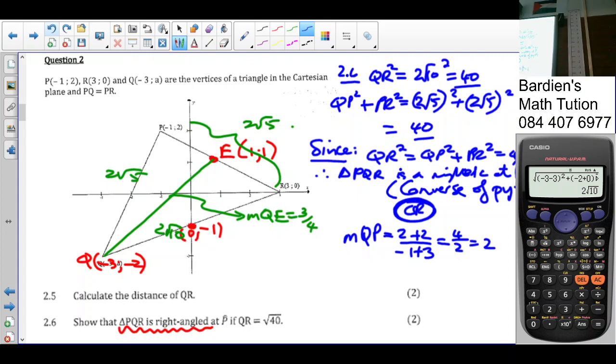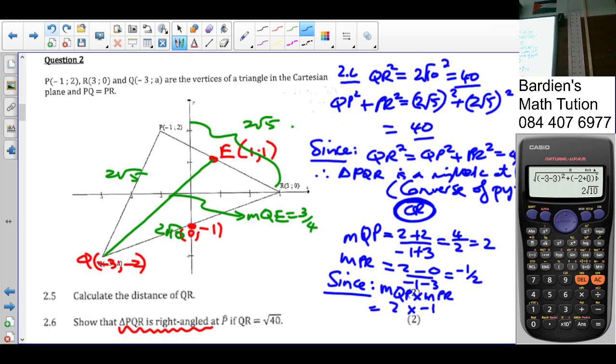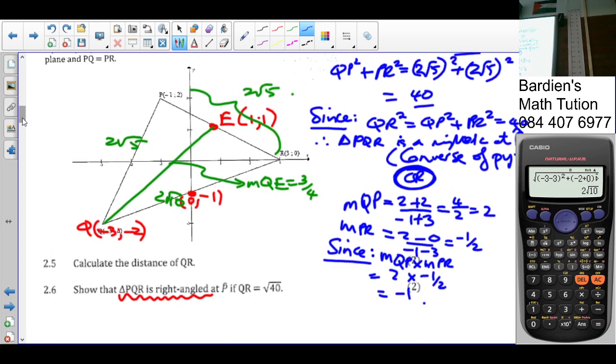Alright, so now we need the gradient of PR. So it will be 2 minus 0 over negative 1 minus 3, which is 2 over negative 4, which is negative half. So we say since the gradient of QP times the gradient of PR is equal to 2 times negative half, which is negative 1. Okay? So we know that for perpendicular lines the product of the two gradients is minus 1.